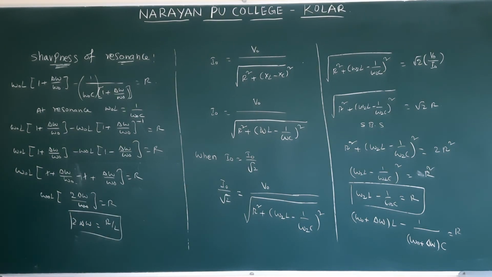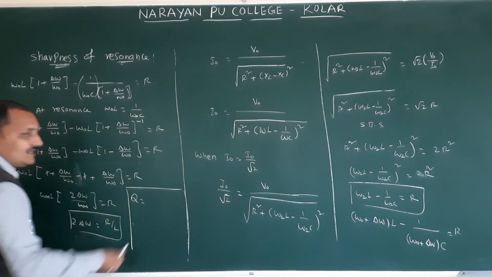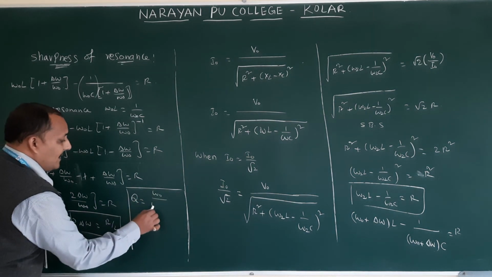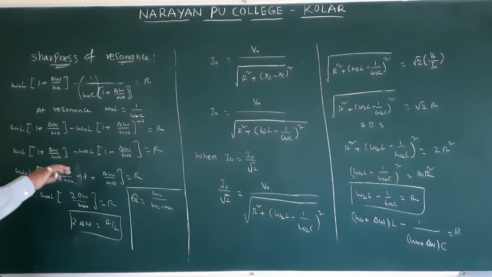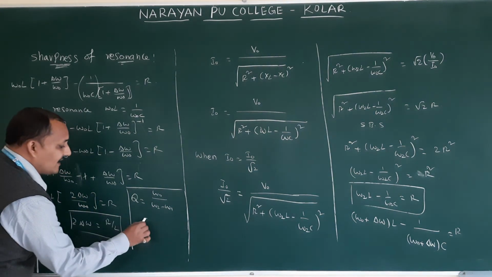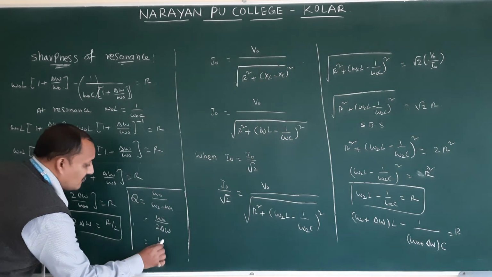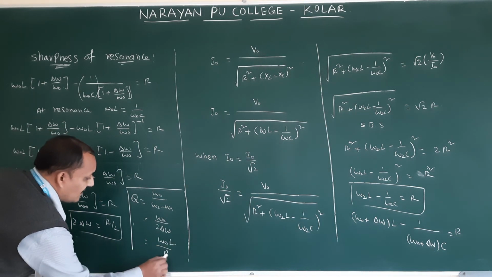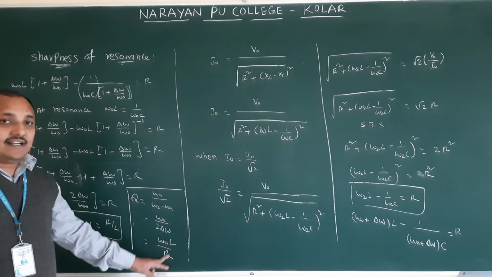So what is the quality factor definition? Quality factor Q is equal to resonant frequency by the change in omega, omega 2 minus omega 1. This difference we are getting as 2 delta omega: omega naught by 2 delta omega. So omega naught by 2 delta omega, how much? R by L. That is nothing but omega naught L by R. This is the quality factor in terms of inductance and resistance.